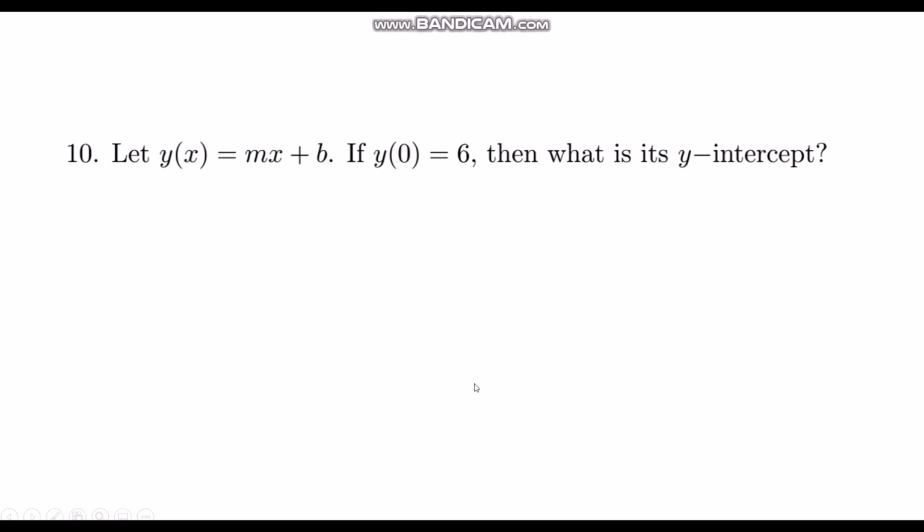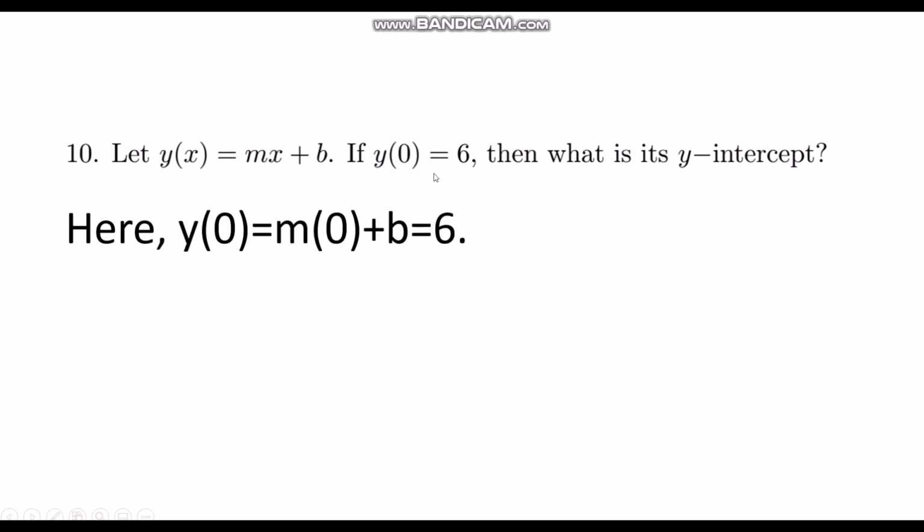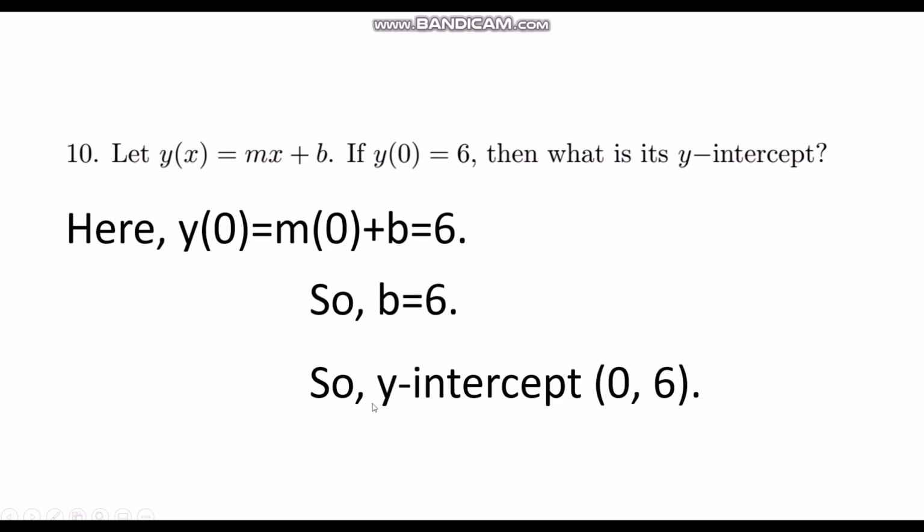Let y of x equal mx plus b. What is its y-intercept? Well, b is its y-intercept. But it should also be apparent that our x-coordinate is 0 and our y-coordinate is 6. So our y-intercept is (0, 6). But let's just solve for b here. So we put y of 0 equal to m times 0 plus b. That gets us b is equal to 6. So our y-intercept is (0, 6). And that's from question 1.